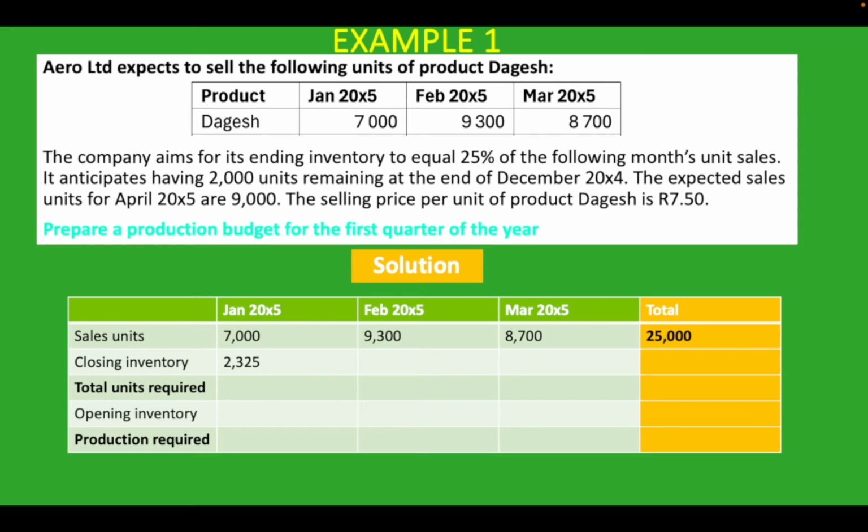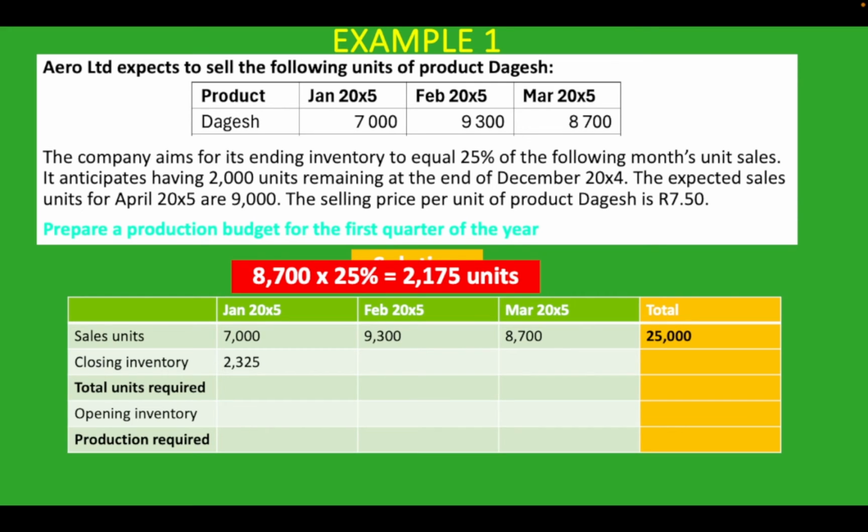We need to answer the question again: how much closing inventory do we need to have by the end of February? Well, we follow the same procedure. We take 25% of the following month's expected sales, which is March. Our expected sales for March is 8,700, which is the month after February. So we need 25% of that to be closing inventory for February. So it's 8,700 multiplied by 25%, and it gives us 2,175 units. All right, that's quite easy. Remember, in your case, you may be given what the expected closing inventory for each of the months are, so you're just going to plug them in.